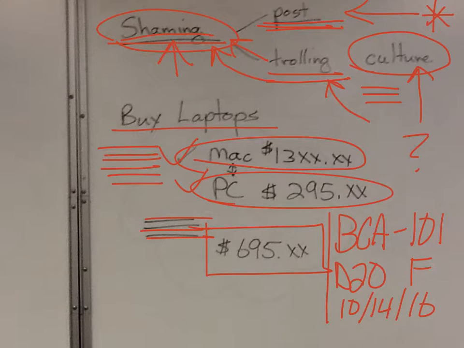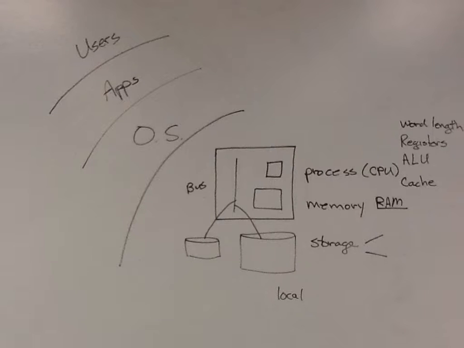Alright. Did some review. We emphasized a couple of things. First thing, most important part: processor, central processing unit. We should understand 64-bit word length and why that's important. Registers, the storage areas in the processor. The arithmetic logic unit, what the processor can do. And then we mentioned a little bit of cache memory, high-speed memory built right into the processor.